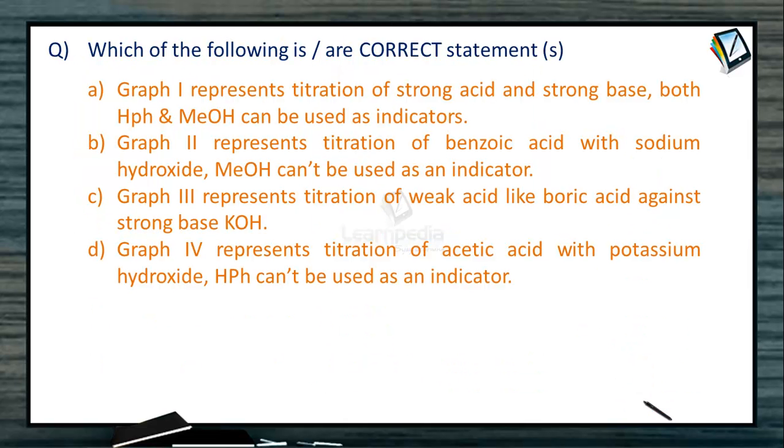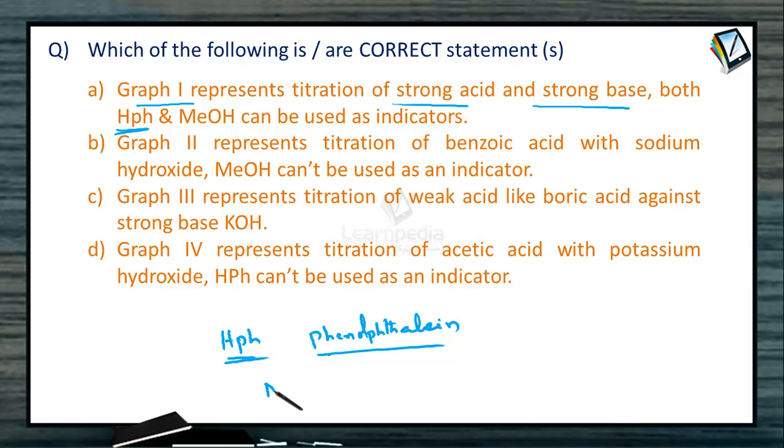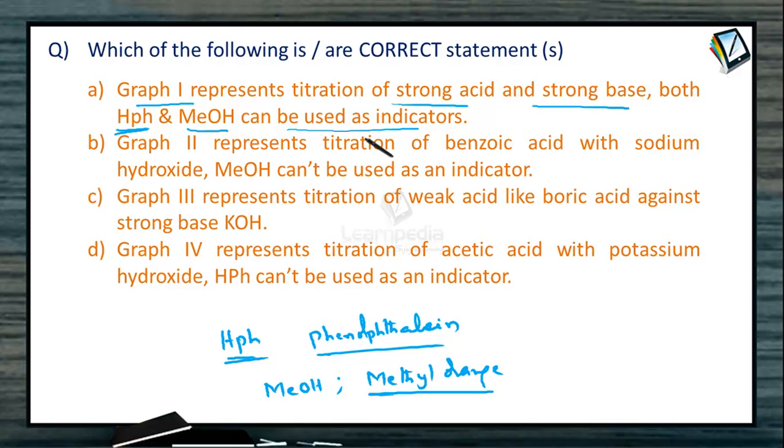The question number 1 given on this is, graph 1 represents titration of strong acid, strong base, so that both HPH, here HPH stands for phenolphthalein as an indicator, and MeOH stands for methyl orange. So when graph 1 represents the titration of strong acid and strong base, both phenolphthalein and methyl orange can be used as an indicator. If it is really a strong acid, strong base titration, naturally we can use both of them, as we can understand from the graph.